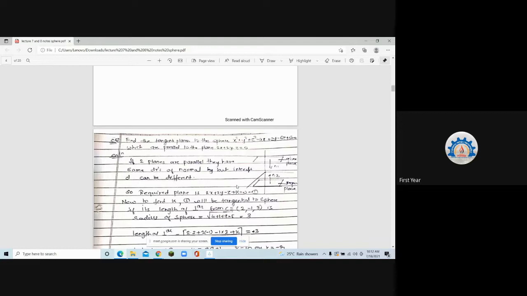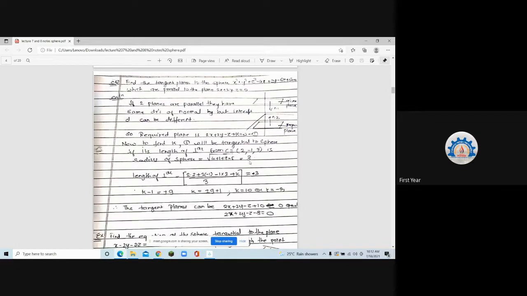Your formula for r is root of u square plus v square plus w square minus d. So 2u is minus 4, so u is minus 2. U is minus 2, v is 1, and w is minus 3. And d is 5. So using that, you get the radius to be 3. So now you have to prove that the length of the perpendicular is equal to the radius.